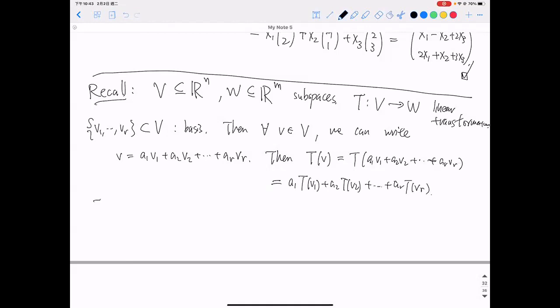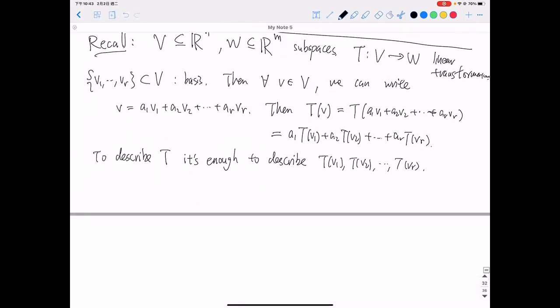Okay, so to describe T, it's enough to describe T of V1, T of V2, up to T of VR. So in words, if you want to describe a linear transformation, what you need to do is to describe its effect on a basis of vectors.